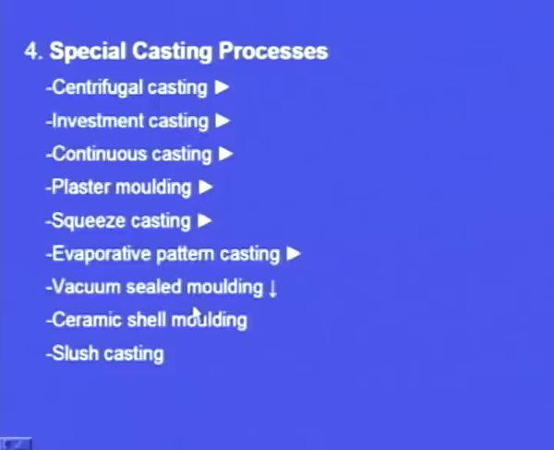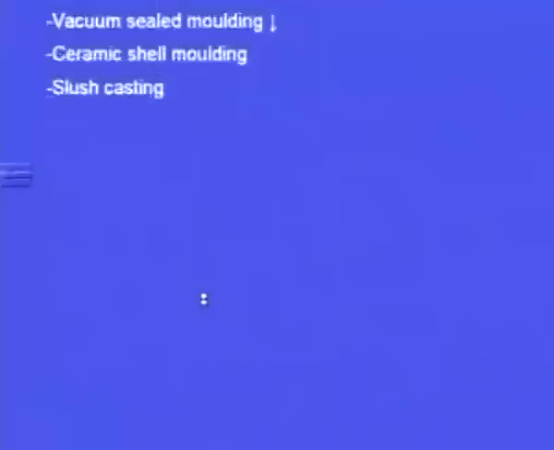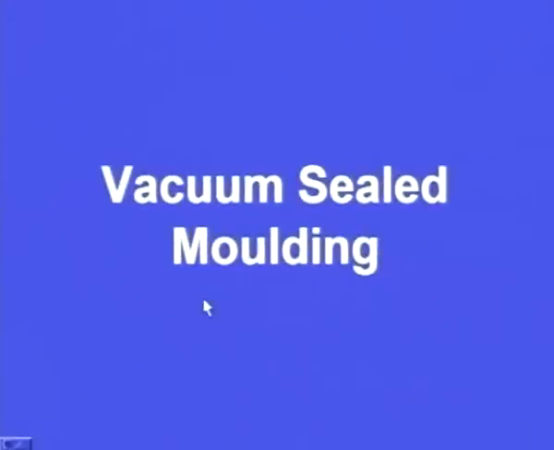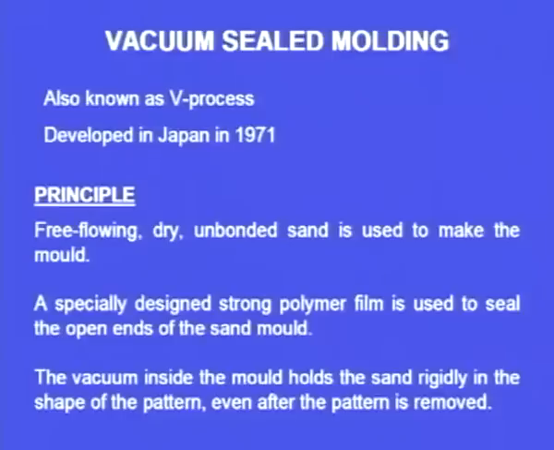And in this episode let us see the vacuum sealed molding. This is one of the recent processes which has been developed, and it is gaining momentum. This process is also known as the V process. This was developed in Japan in 1971. And what is the principle involved in this vacuum sealed molding or V process?